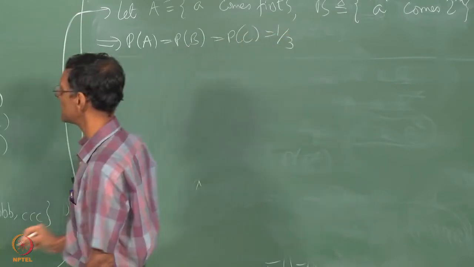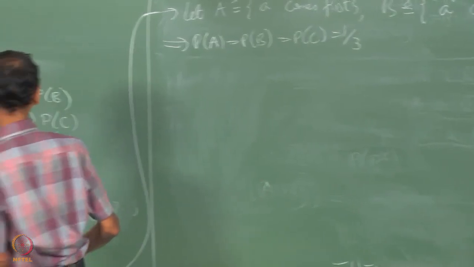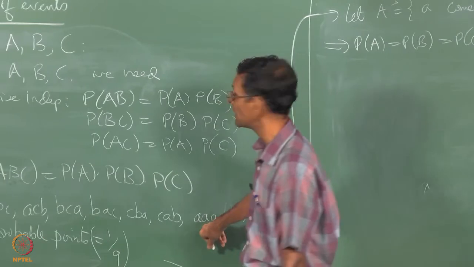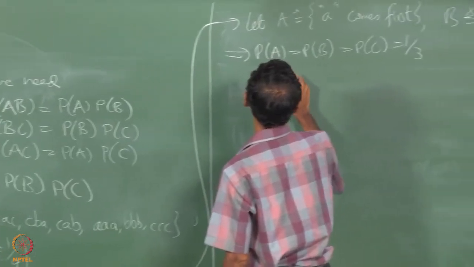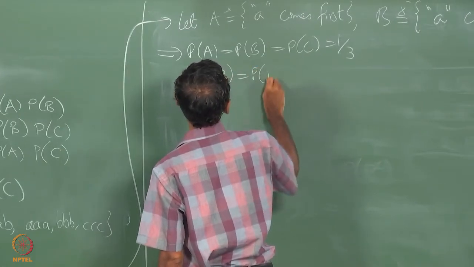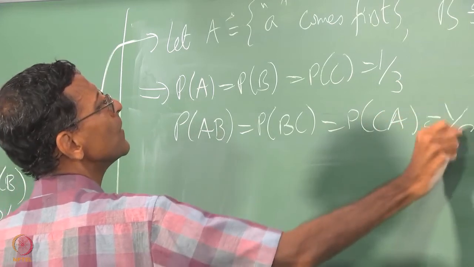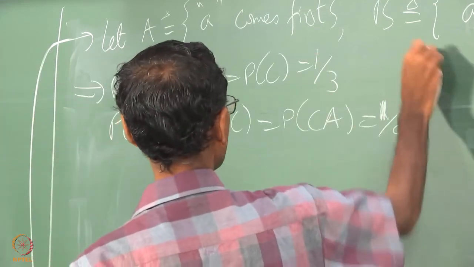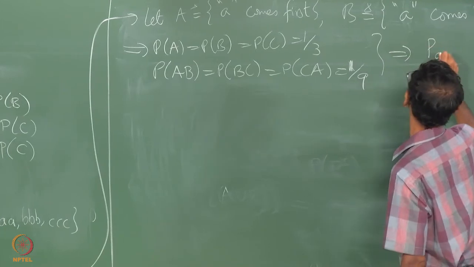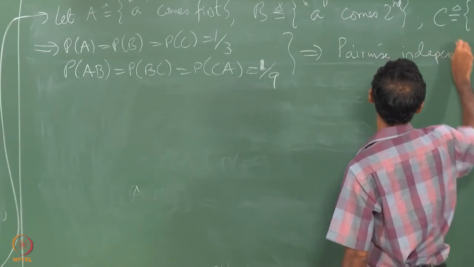So what is P of AB now? AB will be A coming first and A coming second, so it's only happening here. So you can clearly see pairwise independence in action. 1 by 3 into 1 by 3 is 1 by 9, so pairwise independence. But do we have real independence? No.